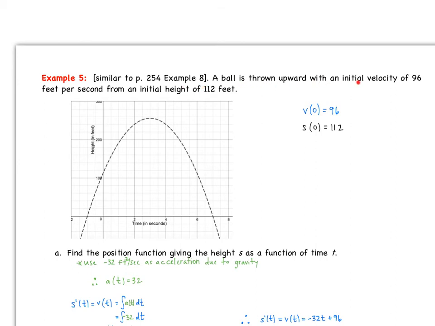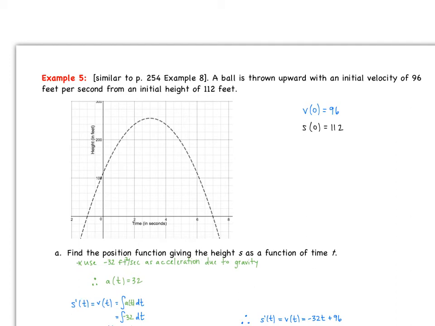A ball is thrown upwards with an initial velocity of 96 feet per second. So that means v of 0 equals 96. From an initial height of 112 feet. So that's our initial position, s of 0 equals 112. What we want to do is find the position function, the height s as a function of time, so s of t.